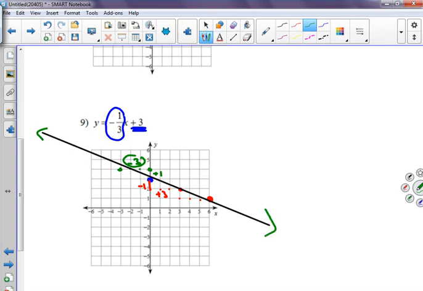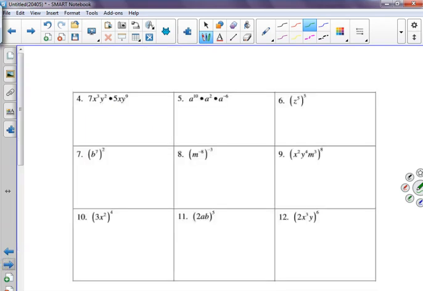So again, hopefully we can all graph a line. Moving on. We went over a couple of these in class. I'll go over a couple more. Here would be m to the 24th. Again, when raising an exponent to another exponent, I just multiply. Here, I get a to the 6th.